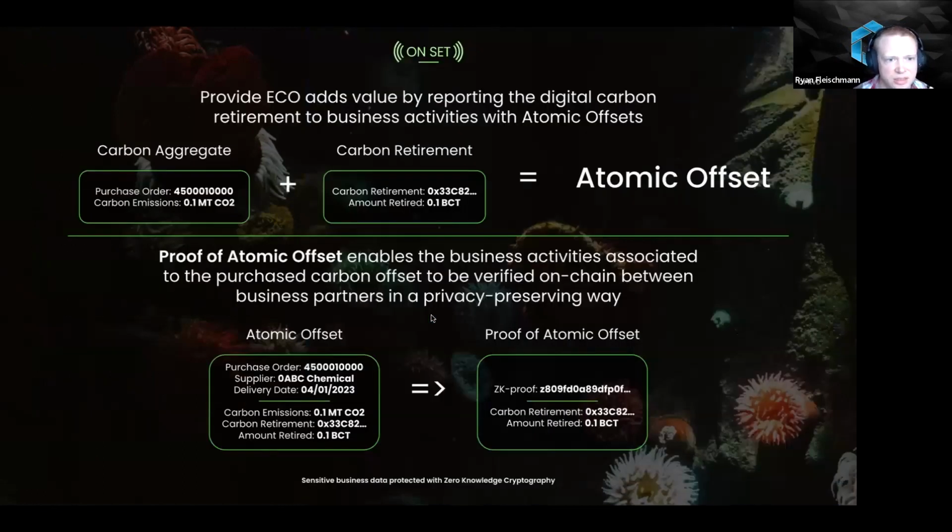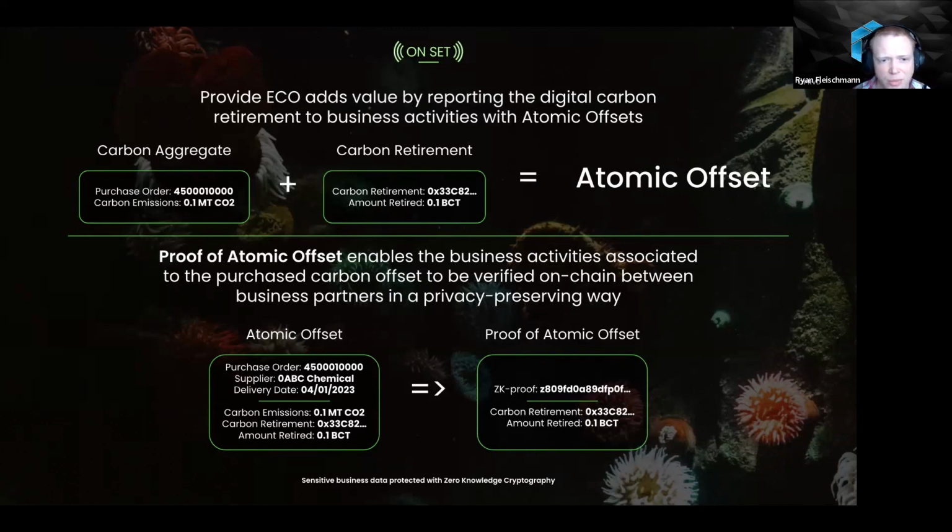And this, in case I didn't hit on it just yet, right? So with an atomic offset, you have one set of business data being the carbon aggregate of some kind, that's their purchase order in this example. And then you have the carbon retirement, right? Which is represented by some redemption of tokens that are taken through the KlimaDAO carbon retirement aggregator. And that's an atomic offset. Internally, that improves a lot of things concerning reporting.